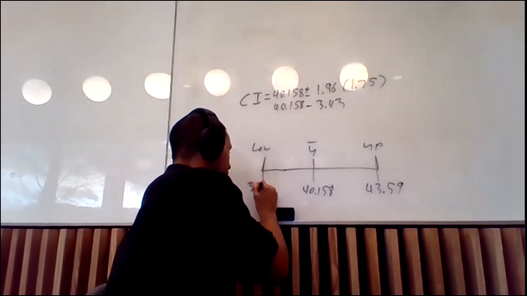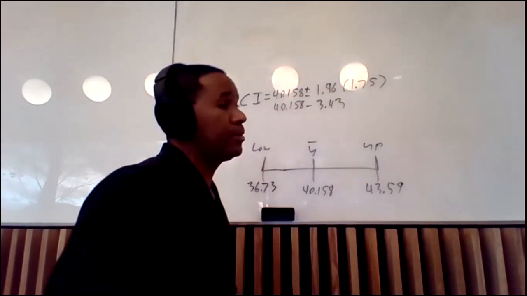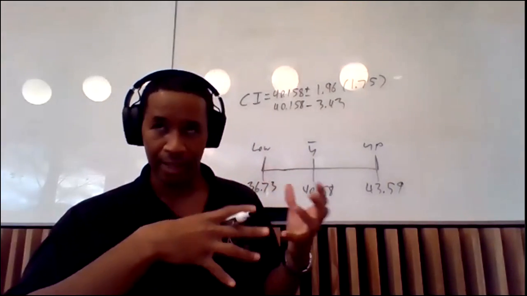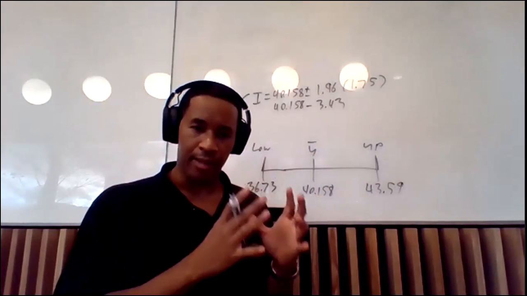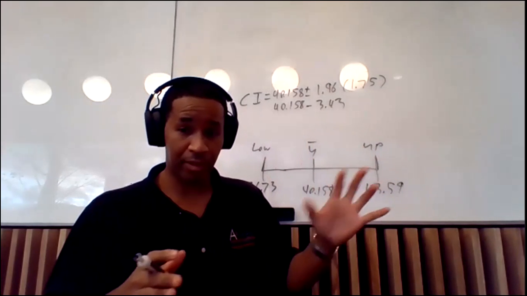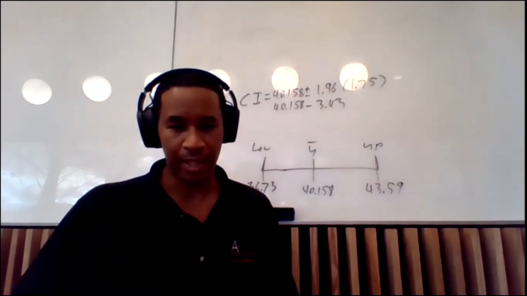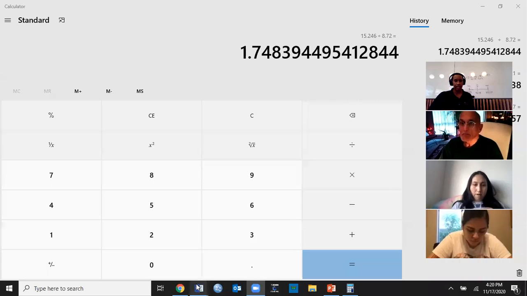Okay, so 36.73 is the lower bound, this is the upper bound. So when you're estimating the actual population parameter, you would say that we're 95% confident that the true population mean is not lower than 36.73 and not higher than 43.59. Okay, good. So that's how you go about calculating the confidence intervals.